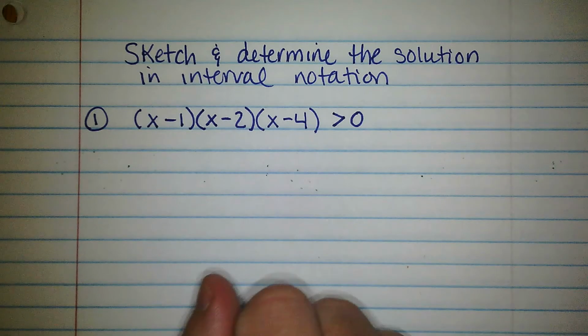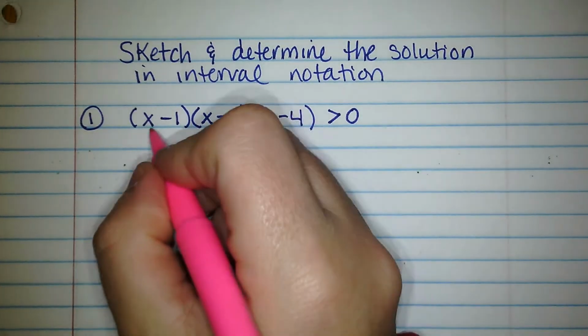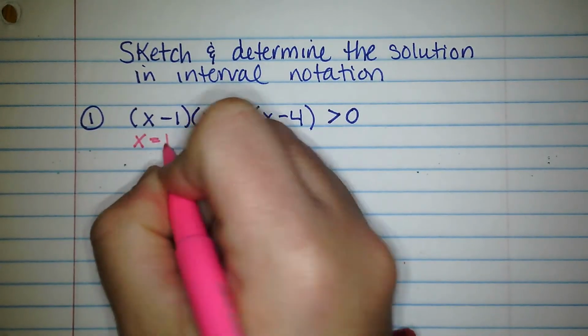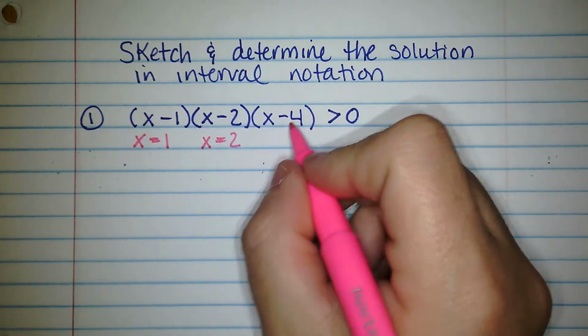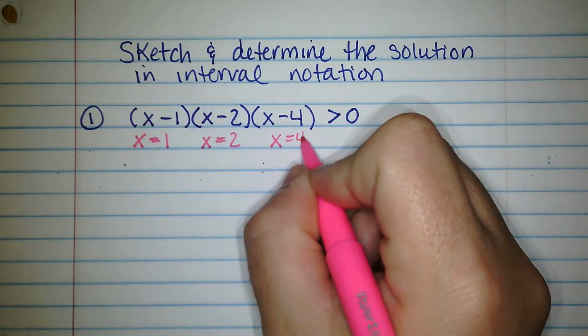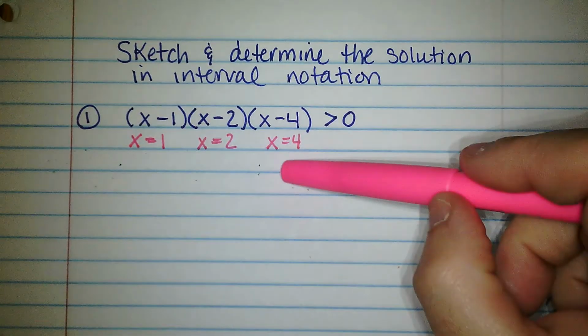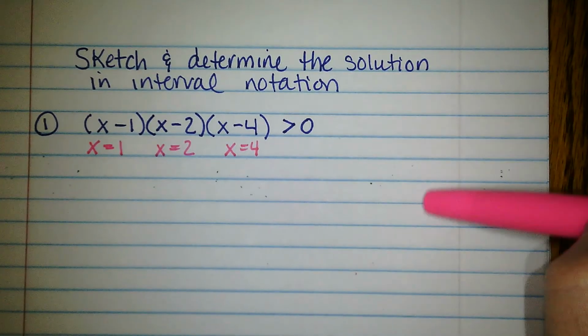part done. So for this question, the first thing that we want to do is solve for x to get our zeros. So I know that from this factor, x equals positive 1. And from this factor, x equals 2. And from this factor, x equals 4. So there's no repeats. There's no double or triple roots. So they're just 3 roots that are going to be on our sketch.